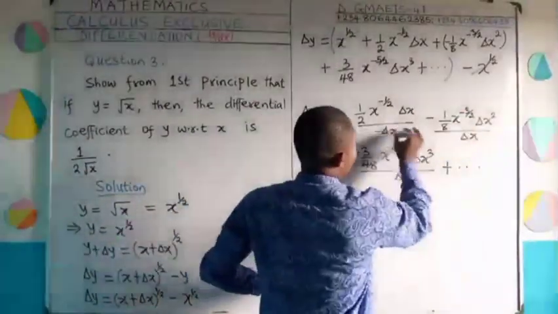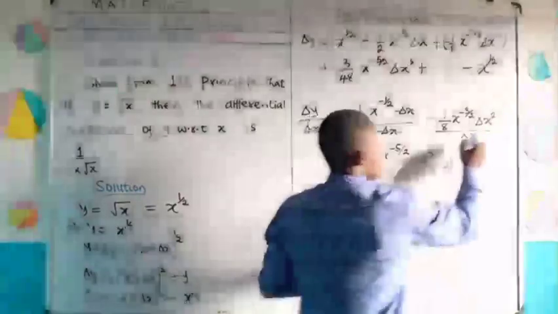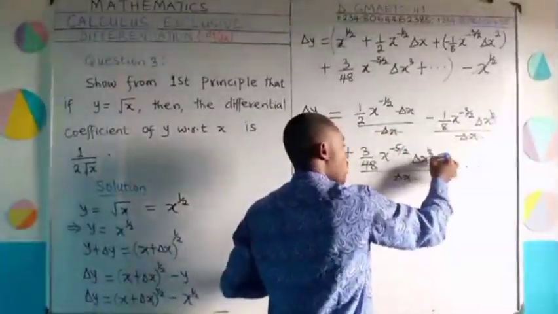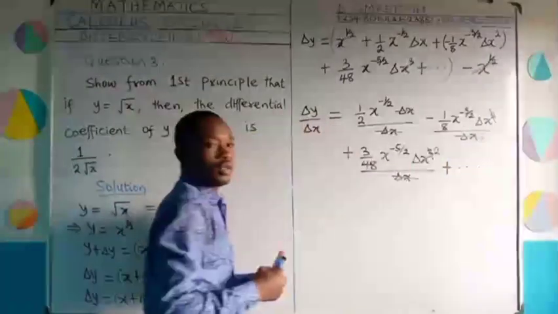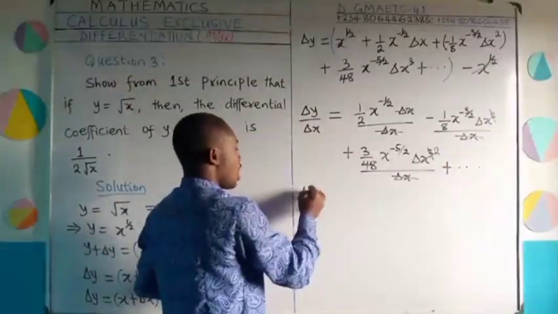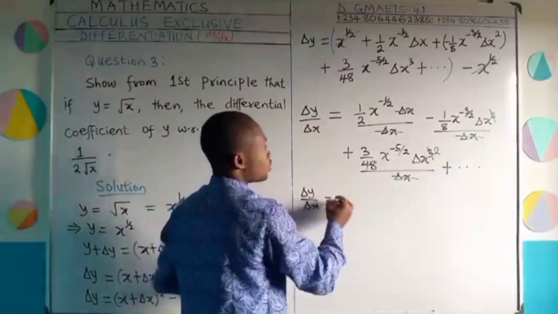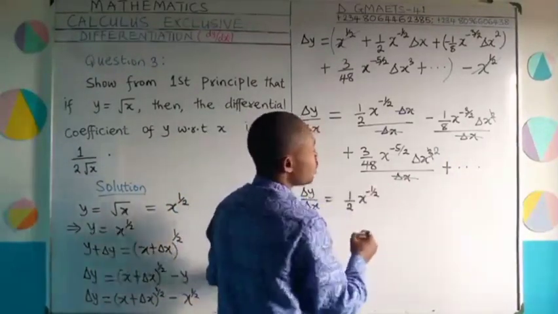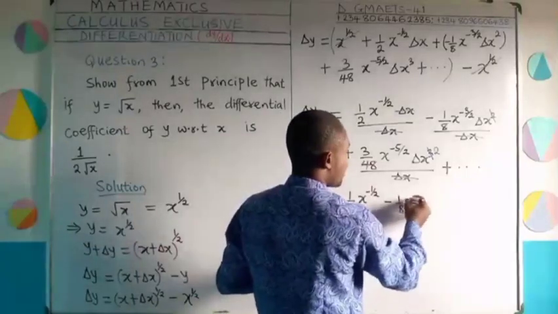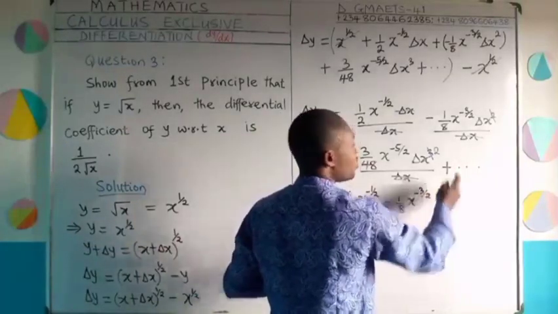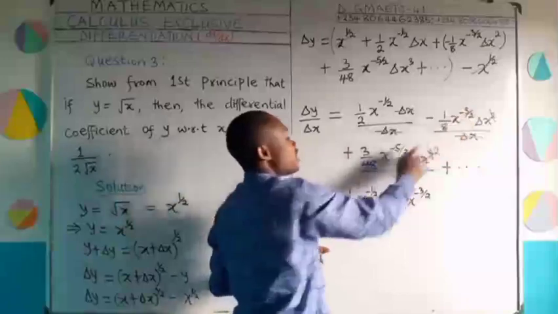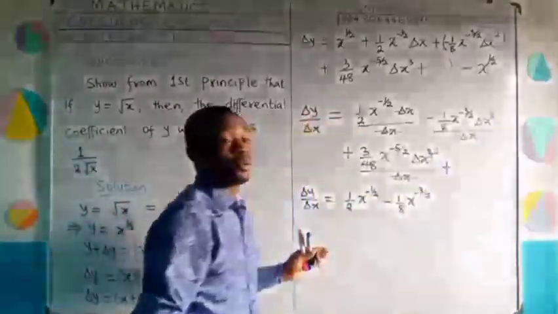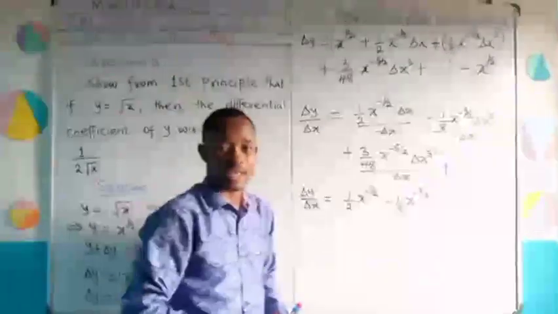Let's go and see what we get here. This and this we cancel out. This delta x we cancel this one. This delta x will cancel 1 from here, 2 will be left. This will give us delta y over delta x equal to 1 over 2 x raised to the power minus 1/2, then minus 1 over 8 x raised to the power minus 3 over 2. This term is just a waste of time now. I can just cancel this, make them 0, 0, without bothering myself writing them down again.